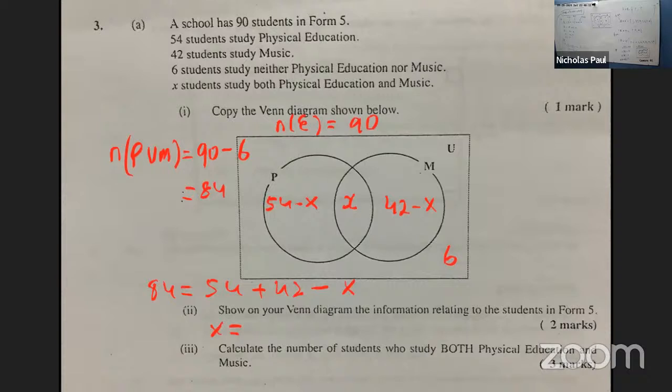X is equal to what? 96 minus 84, and that is 12. Yeah? 12. Are you okay with that? So using the formula that I gave you. Everybody okay with that? Let's go again.